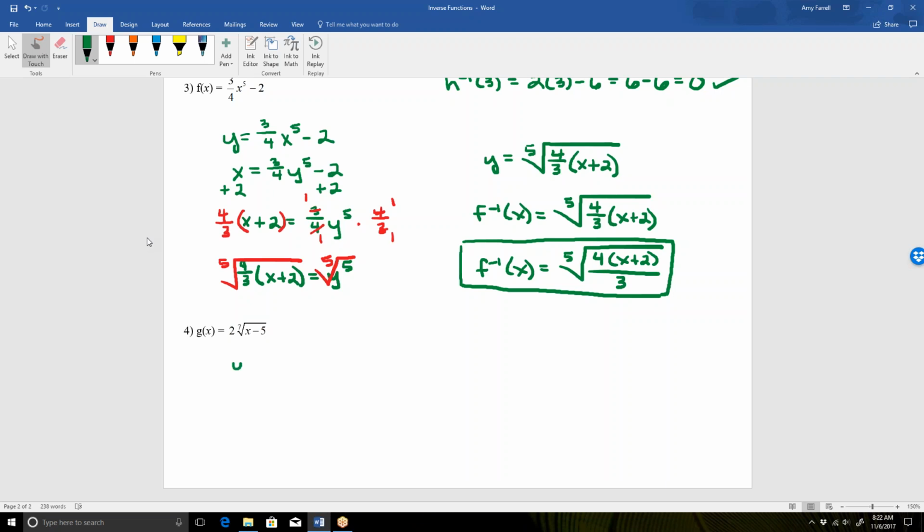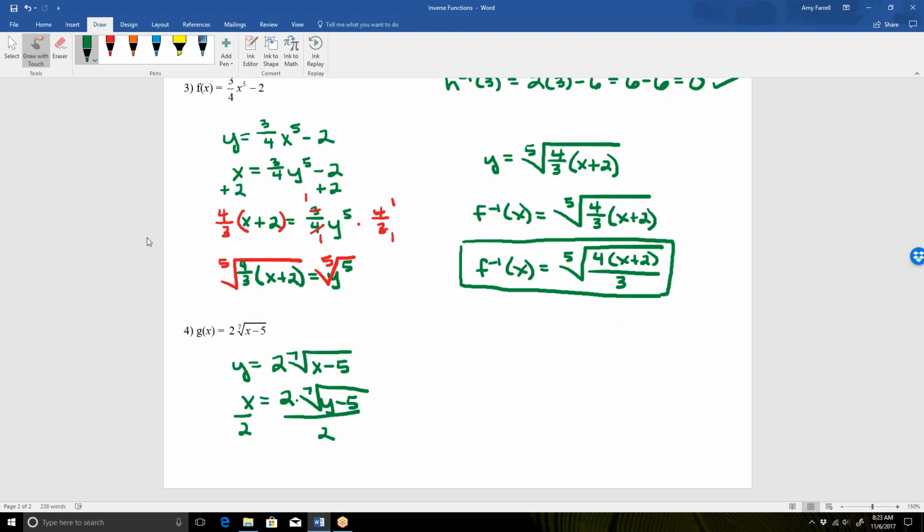All right, so first thing I'm going to do is I'm going to replace g of x with y. Then I'm going to swap the positions of x and y, take nothing with them. And then now we're going to solve for y in its new position. The first thing we'll do to isolate the y is we need to isolate the radical first. And so we're going to divide both sides of the equation by 2.